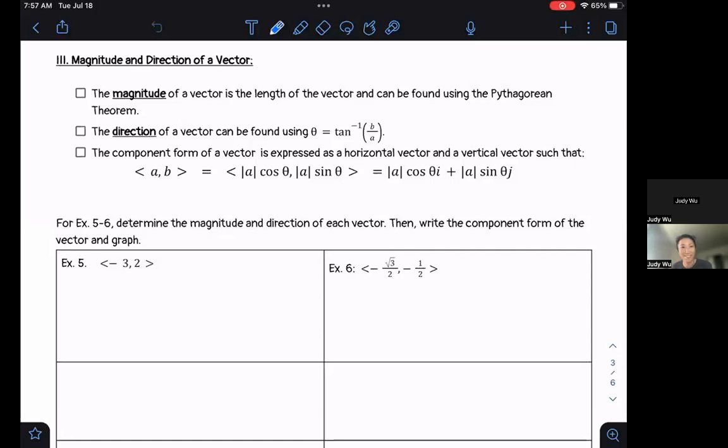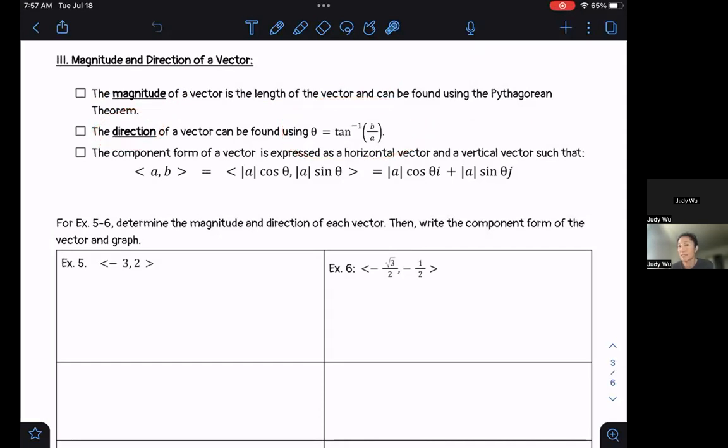So let's get started. The magnitude of a vector, we've been using this word a lot, but the magnitude of the vector is basically just how long the vector is. And we can use the Pythagorean theorem to find it, okay? Now, the direction of the vector, we can find that using inverse tangent.